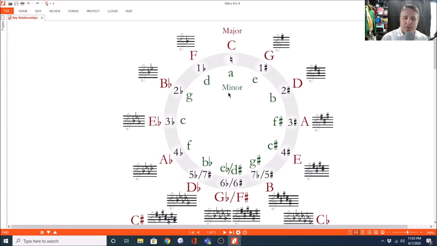We'll explore some more of these relationships and how they work to resolve musical phrases in the next video regarding cadences.